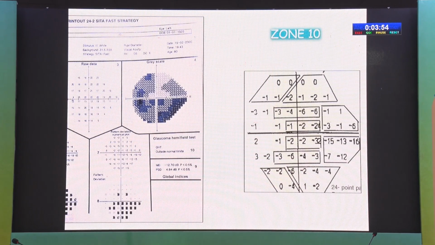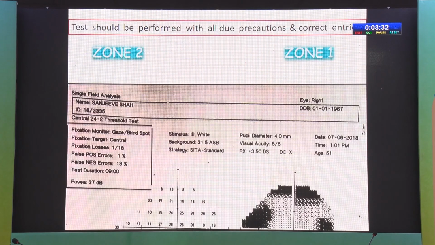Zone 10 exploits another important property of glaucoma, wherein in the very early stages of the disease, we find threshold sensitivity differences between the superior and the inferior hemisphere, which is very specific of glaucoma. And so we compare 5 zones, mirror images of points between the two hemispheres, and any statistically significant difference is displayed as either glaucoma hemifield test outside normal limits or borderline.